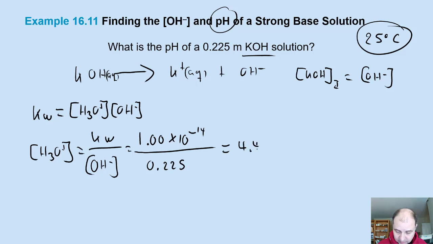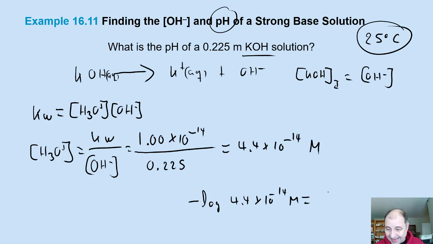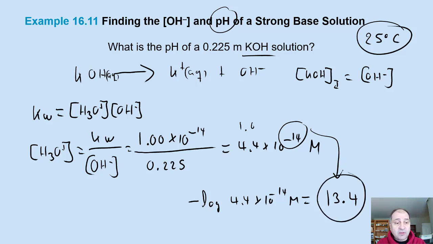4.4 times 10 to the negative 14 M, and if I take the negative log of that, 4.4 times 10 to the minus 14, I get a pH of 13.4, right? If this was 1.0 times 10 to the minus 14, you would get a pH of 14. So this is very basic, so it's close. 13.4, very, very basic solution.